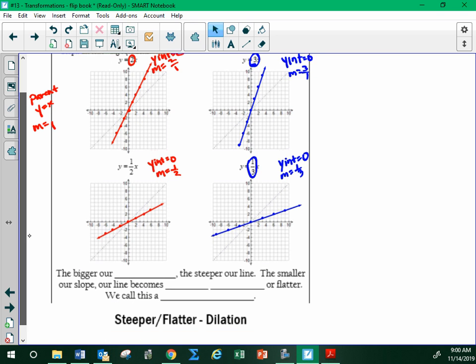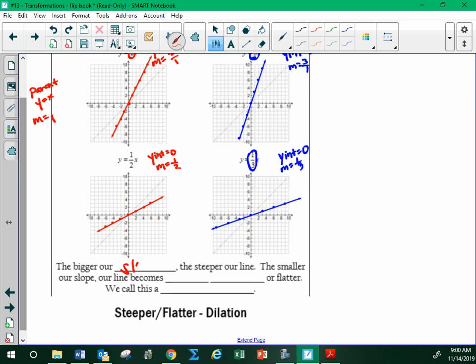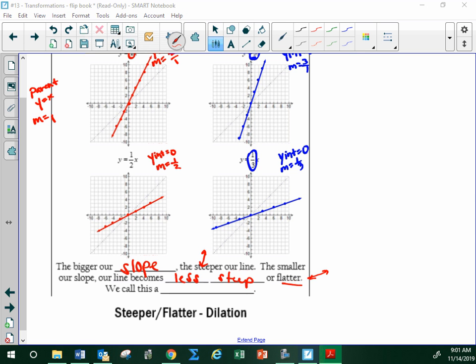So the bigger our slope, the steeper our line. And so it goes up faster. The smaller our slope, our line becomes less steep. Or you might say flat, right? It's more likely to be kind of flatter. Okay. So the bigger our slope, the steeper our line. Think about it if it was a ladder. Climbing up that ladder, it's going to be more difficult for the larger slope. And then when it's a smaller slope, it's less steep, a little flatter. That's easier to climb up. Alright, we call this a dilation.